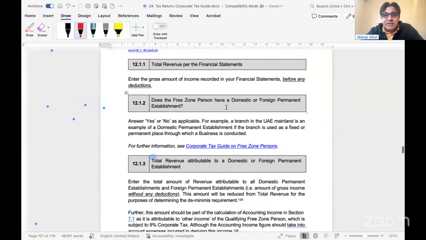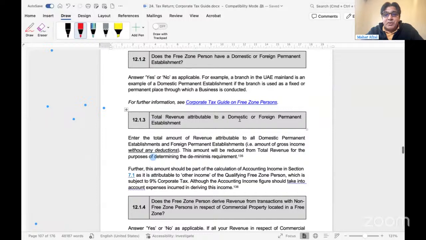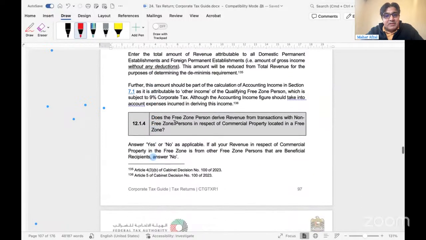Does the free zone person have a domestic or foreign PE? Why are they asking? Because this income is straightforward, subject to tax at 9%. That's why they are asking. Total revenue attributable to domestic and foreign PE, basic thing. Does the qualifying free zone person derive revenue from transaction with non-free zone person?